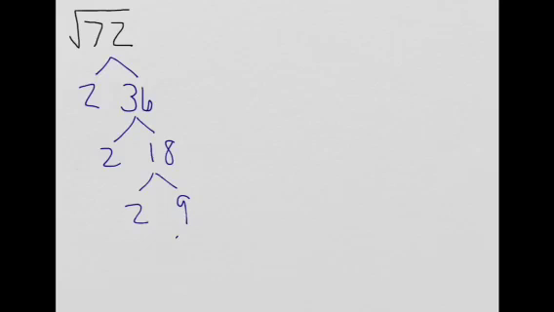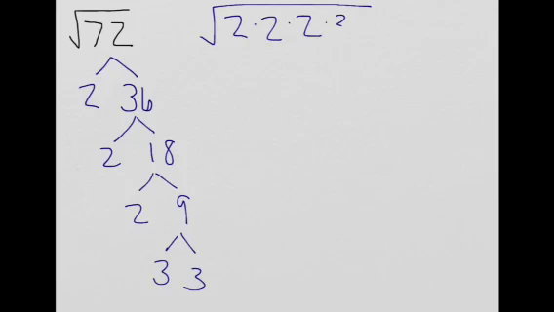A third example is the square root of 72. Again, we have to start by factoring. So divide by 2, we get 36. Divide by 2, we get 18. Divide by 2, we get 9, which divides into 3 and 3. So our prime factorization is the square root of 2 times 2 times 2 times 3 times 3.